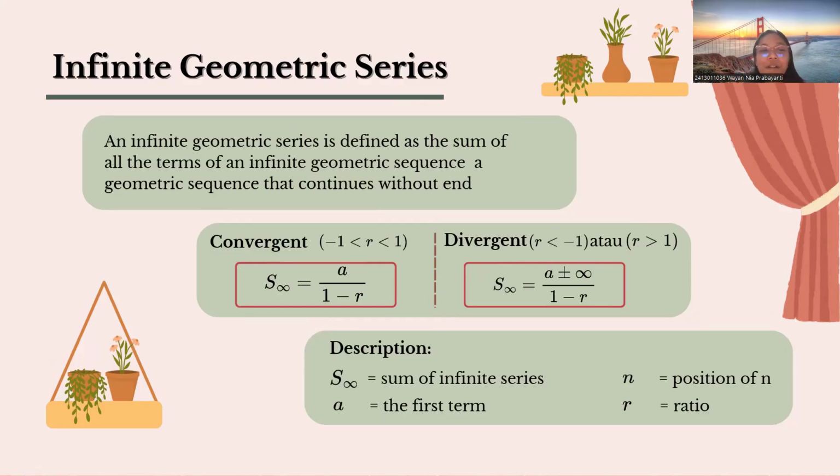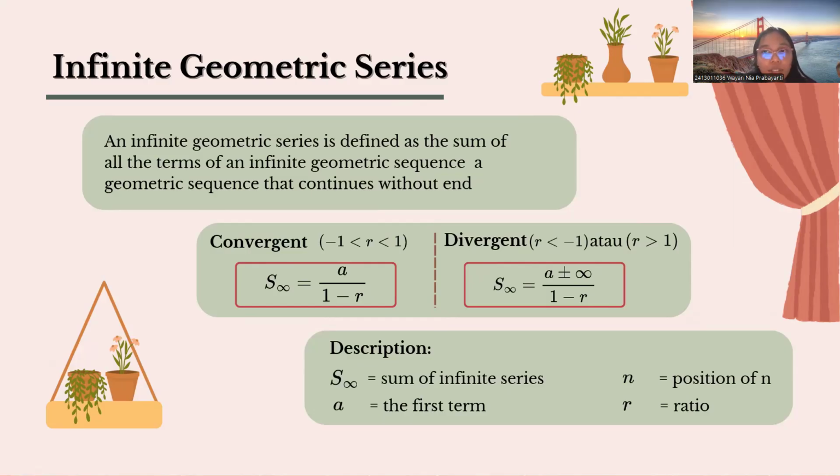Okay, that's right. So a series is convergent if the sum approaches a specific finite value, and the series is divergent if the sum keeps growing without bound or just never settles at any fixed number. So whether an infinite geometric series converges or diverges depends entirely on the value of R. If the absolute value of R is less than 1, each new term gets smaller and smaller, approaching zero. The series converges and we can find the exact sum.